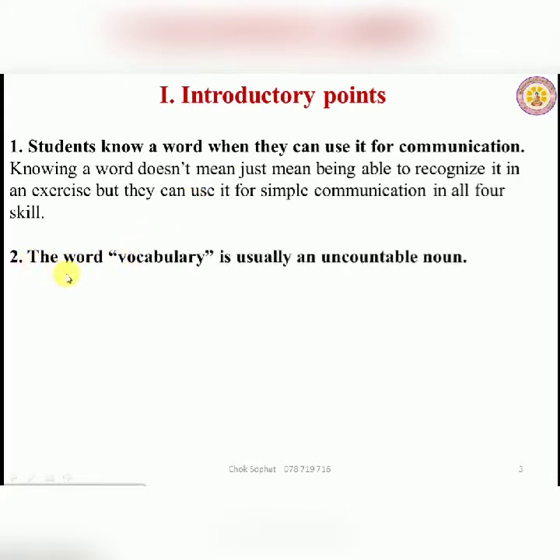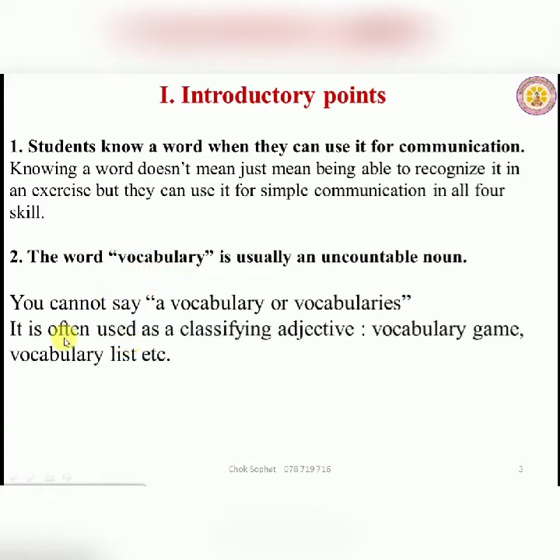Okay, look at number two. The word vocabulary is usually an uncountable noun. So if we focus only on the word vocabulary, it is an uncountable noun. We cannot say vocabularies. We normally just write vocabulary. Okay, it is often used as a classifying adjective. For example, we say vocabulary game or vocabulary list. So the word vocabulary is used as an adjective.